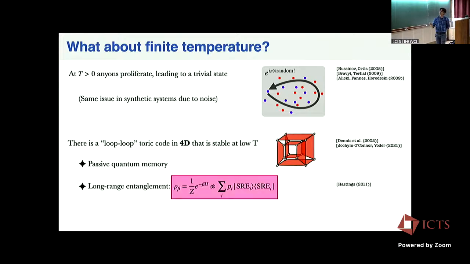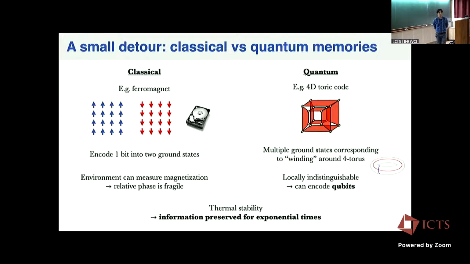Okay, so I will take this as my definition of topological order at finite temperature: that the finite temperature state, e to the minus beta H, cannot be written as a mixture of short-range entangled quantum states. I will show that there is an example in 3D that establishes this. But before I do that, let me briefly make a detour and explain what I mean by classical versus quantum memory. It's easiest to understand first in the case of a classical memory. You could imagine taking a 2-dimensional Ising model, preparing it in 2 different ground states, one with positive and one with negative magnetization.